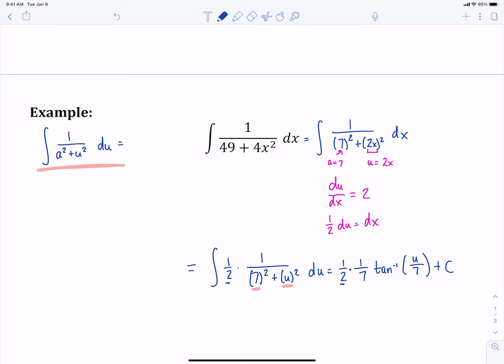Again, this is just from doing the formula that's written up above, and then simplifying things a little bit and getting everything back in terms of x. We get 1/14 inverse tangent of 2x over 7 plus C.